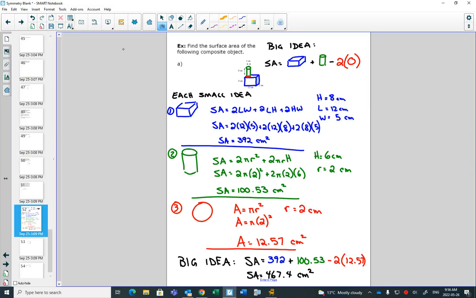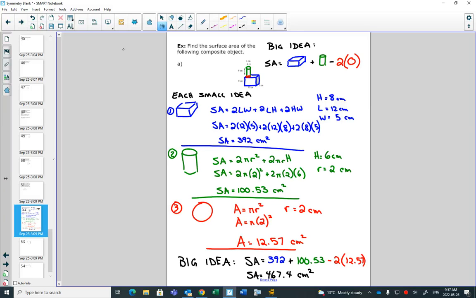I needed to get the whole surface area of the blue one, the whole surface area of the green one, and then subtract the two circles, because if you dropped them in paint, pulled them out, and popped them apart, there would be two circles that aren't painted. One on the bottom of the cylinder, and one on the top of the prism. So I have my big idea. Now that I've got my big idea, I can go to those small ideas and do each one separately.